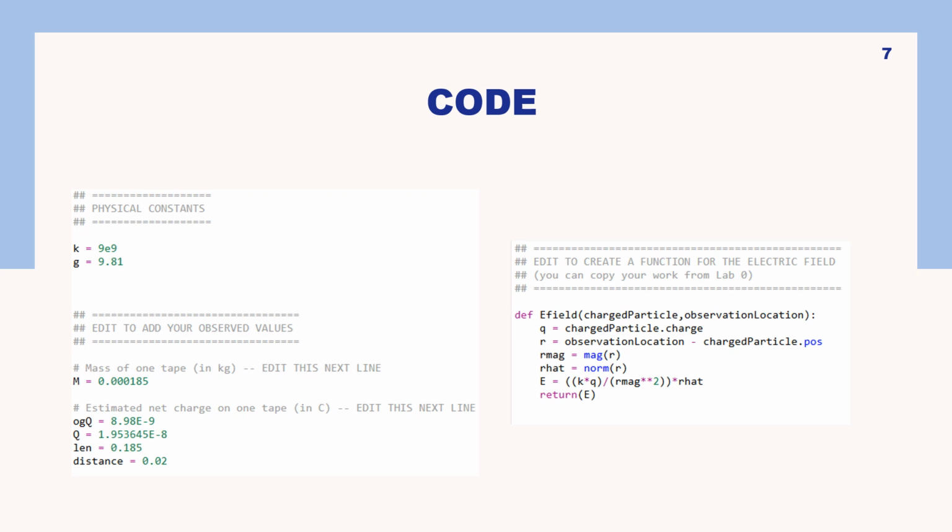I used my work from lab 0, which was that Q is the charge, R is the observation location minus where the charged particle is, the magnitude, and r hat is the direction, and then the electric field is KQ over r squared, r hat.